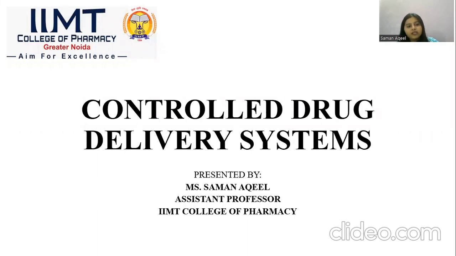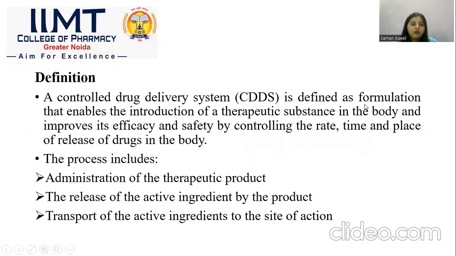Today I will be discussing a very important topic that is controlled drug delivery systems. Moving on further, let's have a look at the definition of controlled drug delivery systems.